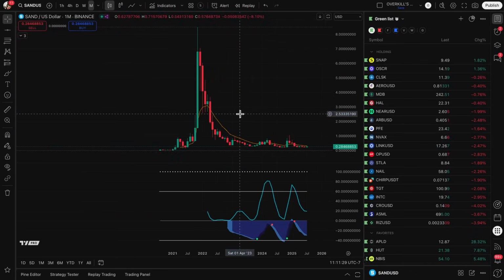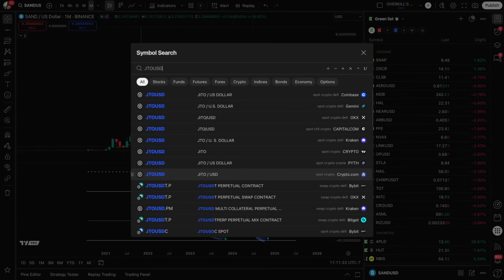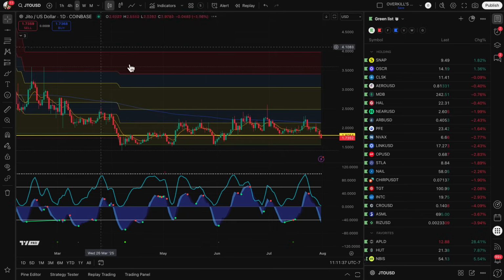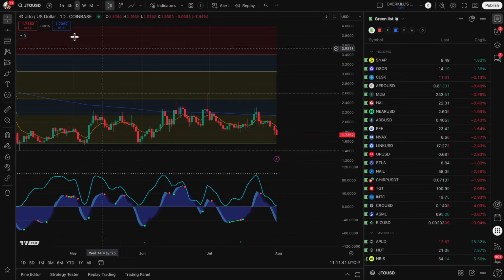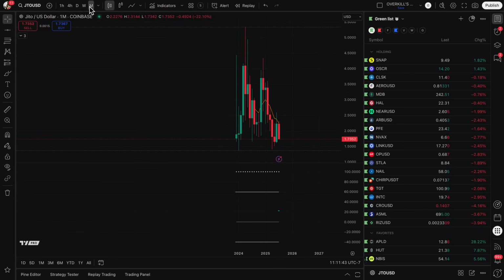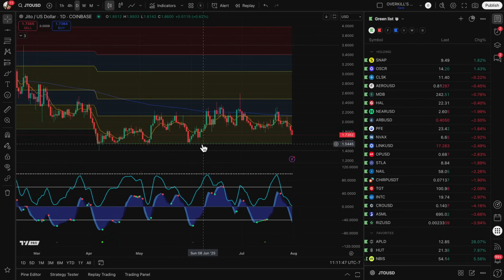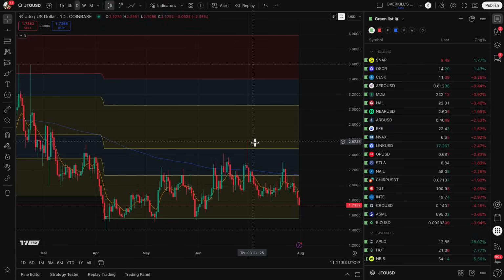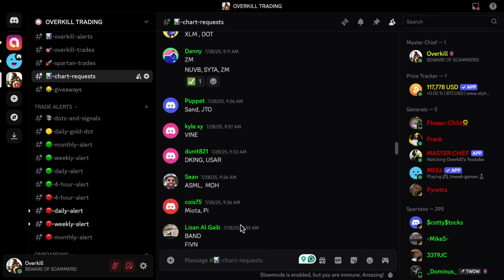Sand. What happened to the metaverse? Needs the monthly. Metaverse went bye-bye. You guys remember Bored Apes? Me neither. NFTs, metaverse. Hype. Jito. I don't know, man. That one's tough. It's got support right there at, call it, 140. Needs to hold 140. But again, there's no data on my monthly chart, so I can't really tell you much.